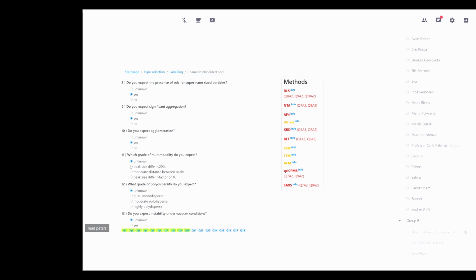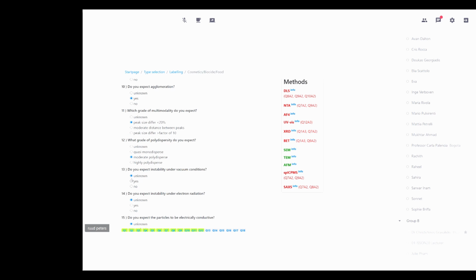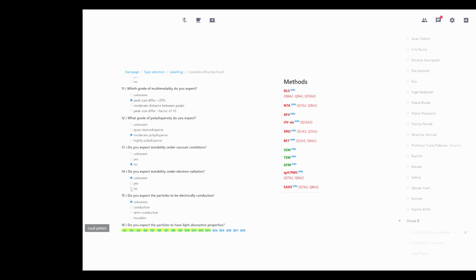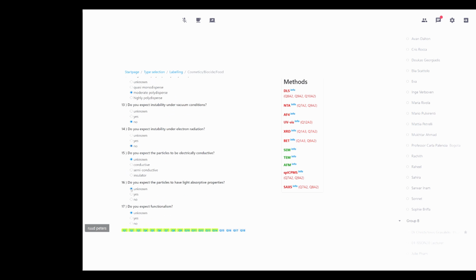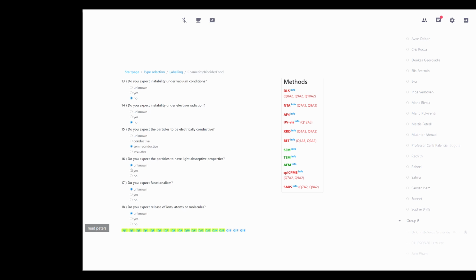Do I expect multimodality? Well, not for the particles themselves. They will be, I think, about the same size. Polydispersity, let's say, moderate. You can see UV-vis now also falls out because it cannot do that. Do you expect instability under vacuum conditions? Well, the answer is no, I don't expect that. And electron radiation also for titanium and zinc oxide will be no problem. So no. Electric conductivity, I honestly don't know for titanium dioxide and zinc oxide. They may be semiconductive, so I answer that.